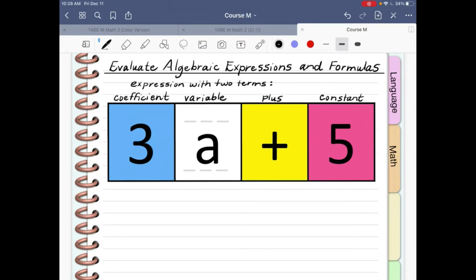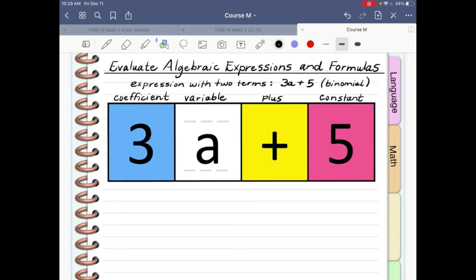It is 3a plus 5. And remember, terms are separated by plus signs. 3a plus 5. Because it has two terms, it is called a binomial. A binomial has two terms. So we're going to work with this expression, and we're going to evaluate the expression.